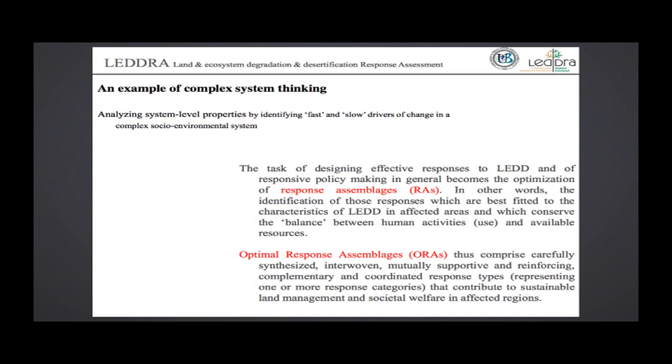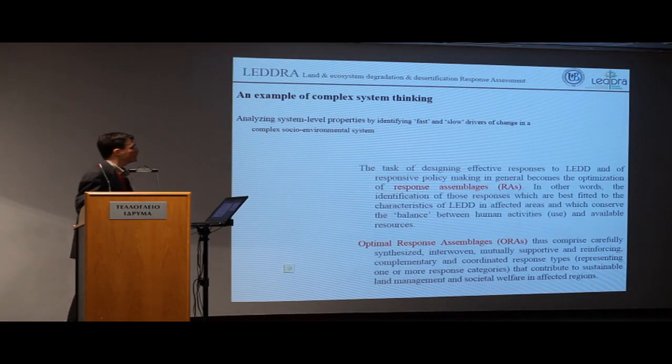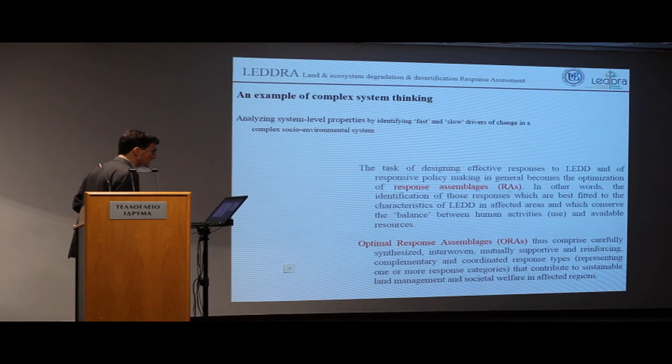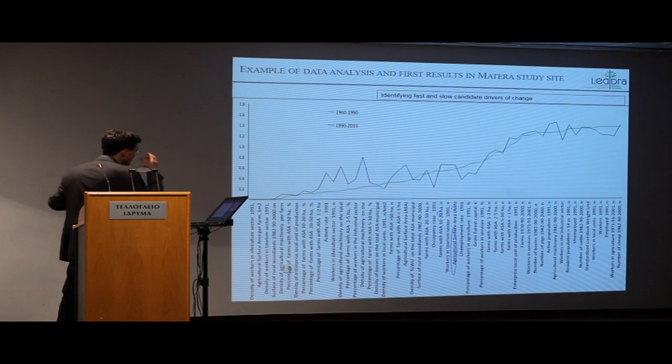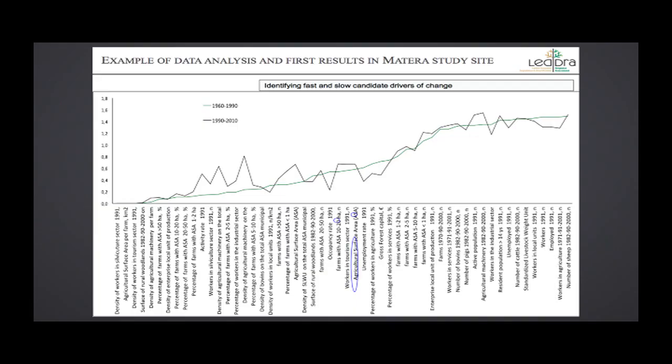We could refer to this paradigm for a long time, but at the end, the example I want to show you is just this: to identify fast and slow drivers of change according to simple statistics, according to simple analysis. We are collecting a lot of candidate drivers of land degradation in a very small place in southern Italy, located in the prefecture of Matera, in the Basilicata region, southern Italy.